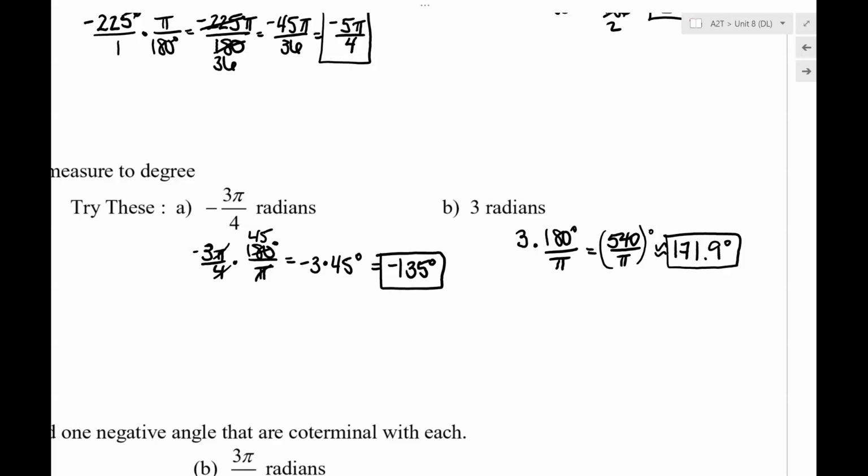I sure hope so. Okay, 3 radians, that's a little bit tricky. Might have thrown you off because they didn't have a pi. It's still radian measure. So when you multiply, you get this guy. Okay, don't leave the pi in the denominator. I would hope you would use a calculator because realistically it's degrees and we would need to round. Tenths is fine.